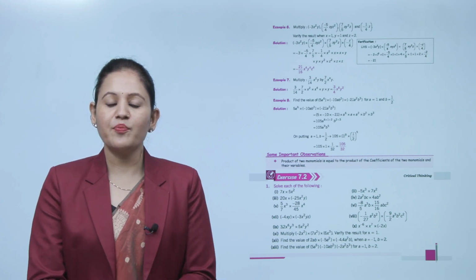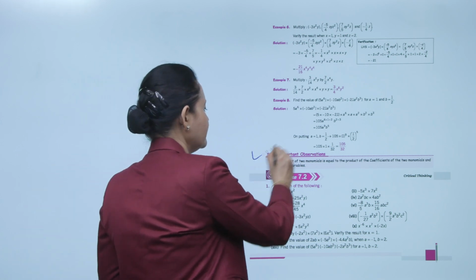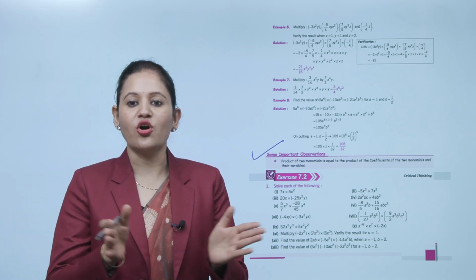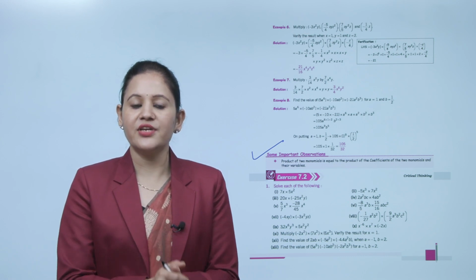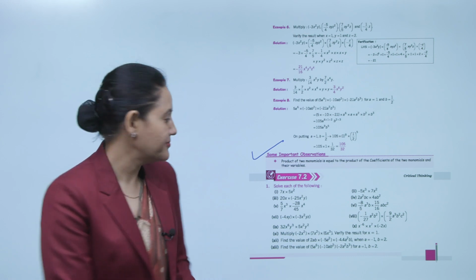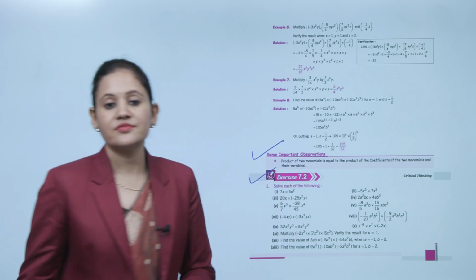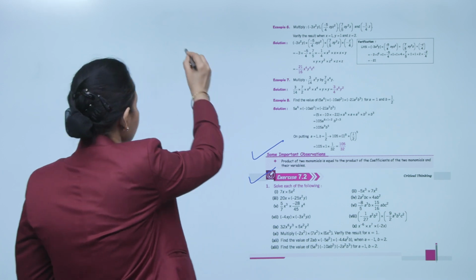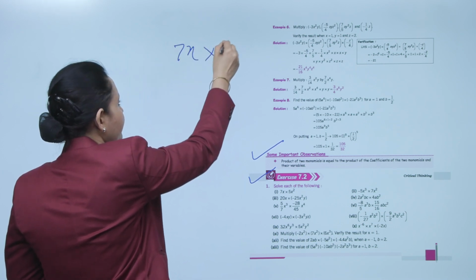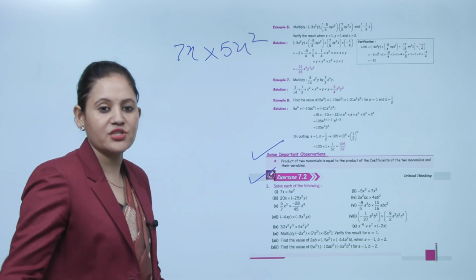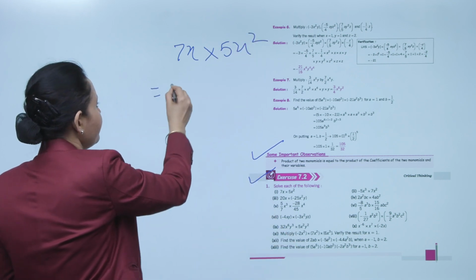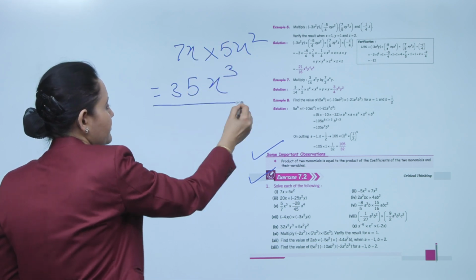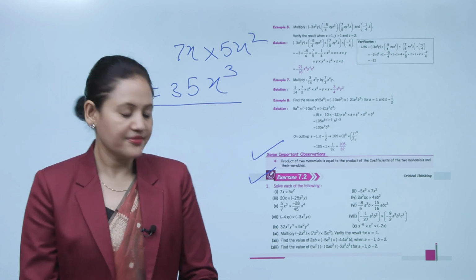Next are some important observations. The product of two monomials is equal to the product of the coefficients of the two monomials and the product of the variables. Next is exercise 7.2. Solve the following. 7x multiplied by 5x square. So the coefficient part will be 7 and 5. 7 into 5 that is 35, and the power of x is 1 and 2, so x to the power 3. That is our product.